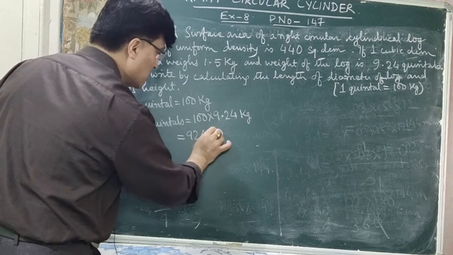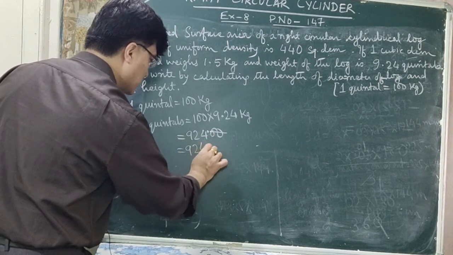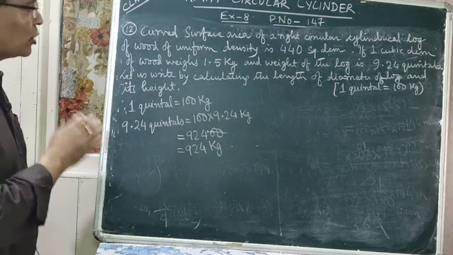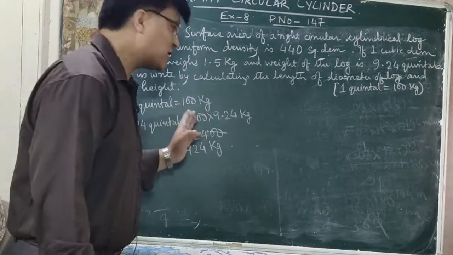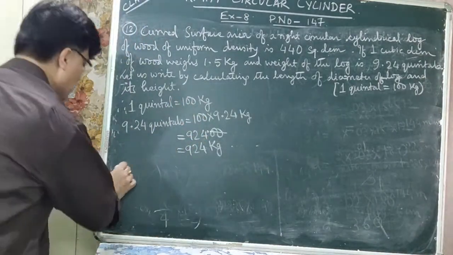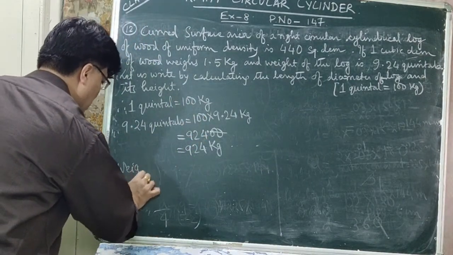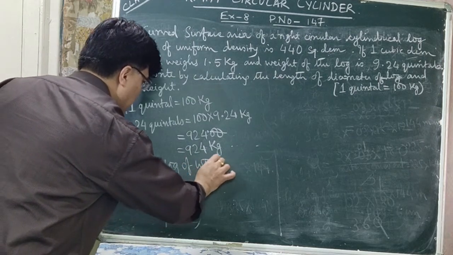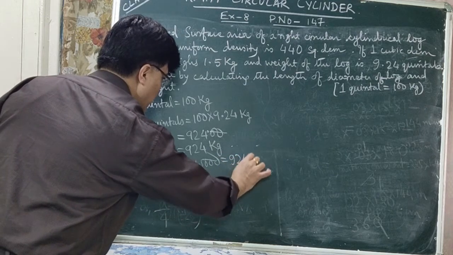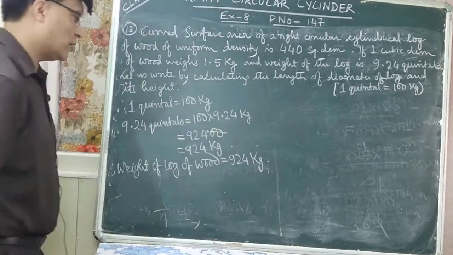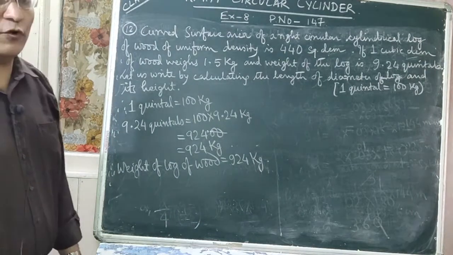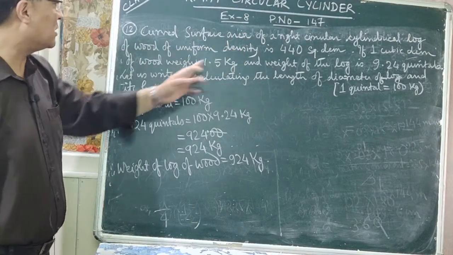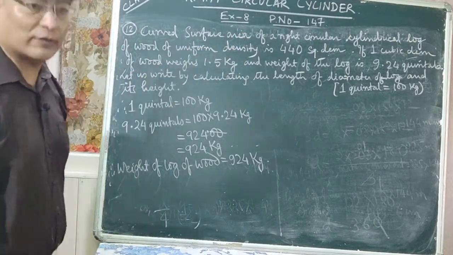Before two zeros, 00 gets cancelled, which is equal to 924 kilogram. So I think you have understood it. Also, it is given that... what is the weight of the log of wood? Therefore, the weight of the log of wood is equal to 924 kilogram. Again, by the question, 1 cubic decimeter of wood weighs 1.5 kilogram, isn't it?